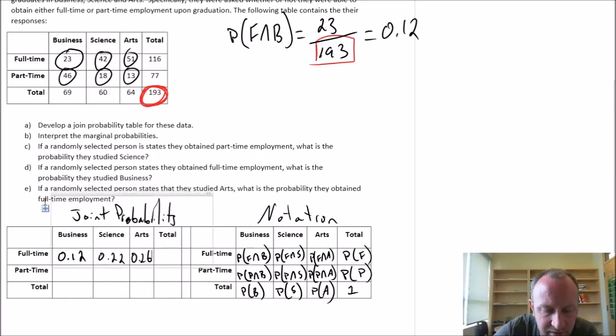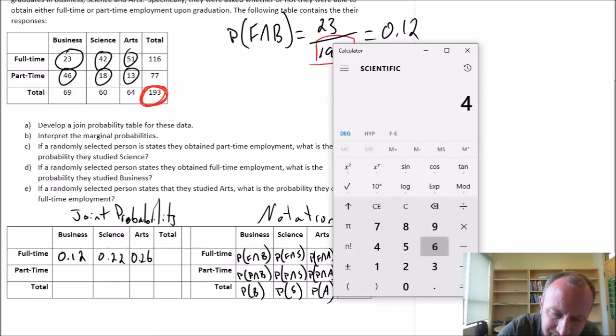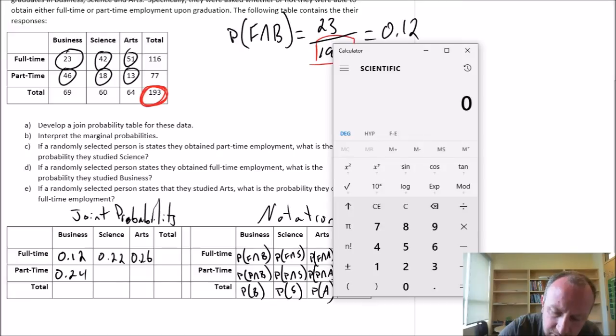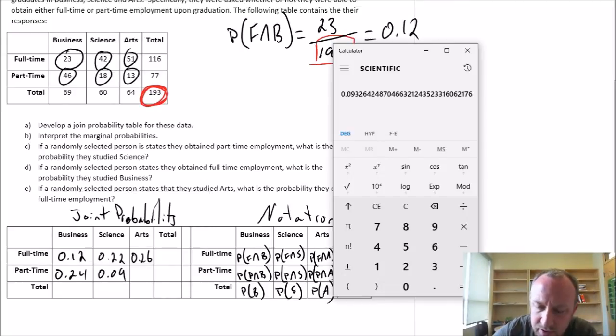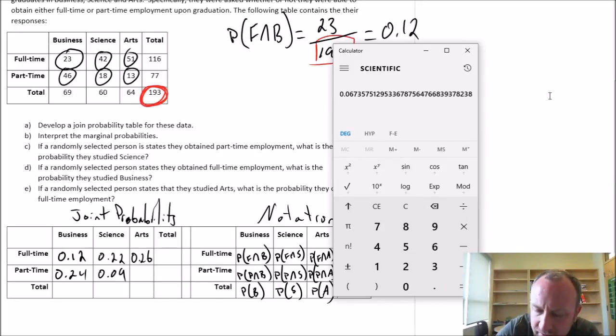Okay, and let's continue on with the joint probability. So I'm going to move down to the part-time row. So that's 46 business students obtained part-time employment out of 193. So that's 0.24. Part-time science. So that's 18 out of 193. That's 0.09. And finally, the arts part-time is 13 out of 193. And that's 0.07.